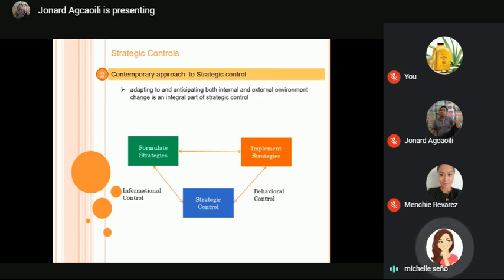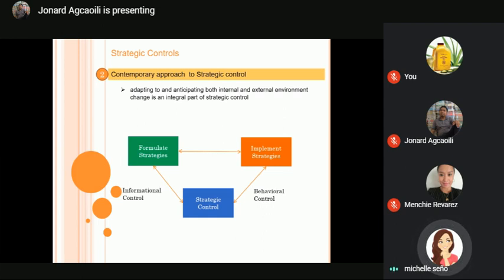So, second is the contemporary approach to strategic control. Dito naman po sa contemporary approach, adapting to and anticipating both internal and external environment. Change is an integral part of strategic control. May dalawa po tayong informational and behavioral control.